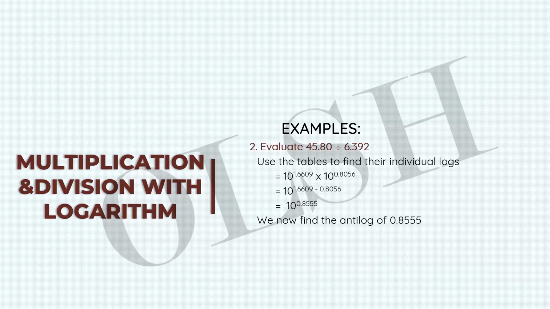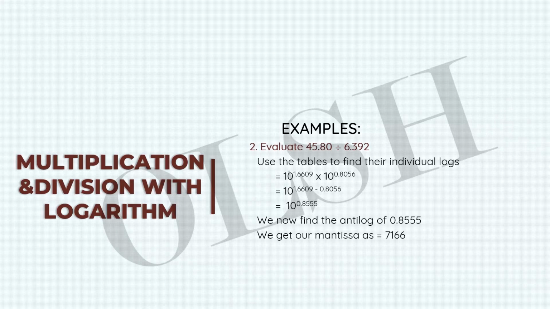Okay, so now we find the antilog of 0.8555. We get our mantissa as 7166. Again, to get the antilog of 0.8555, if we separate our integer from the decimal part, we'll be having 0 plus 0.8555. Our decimal part is positive.